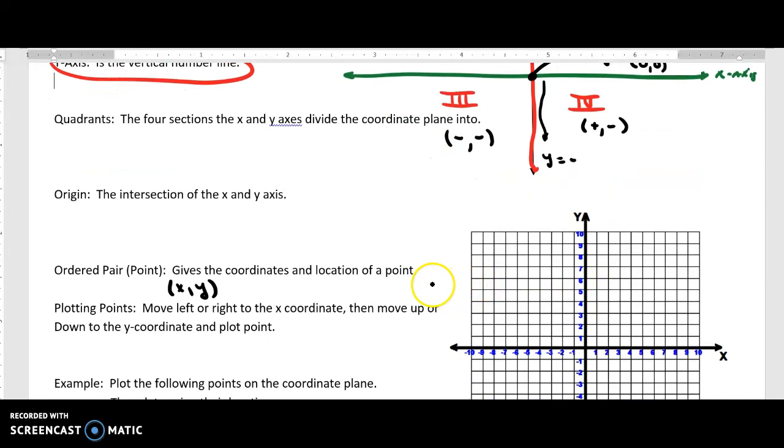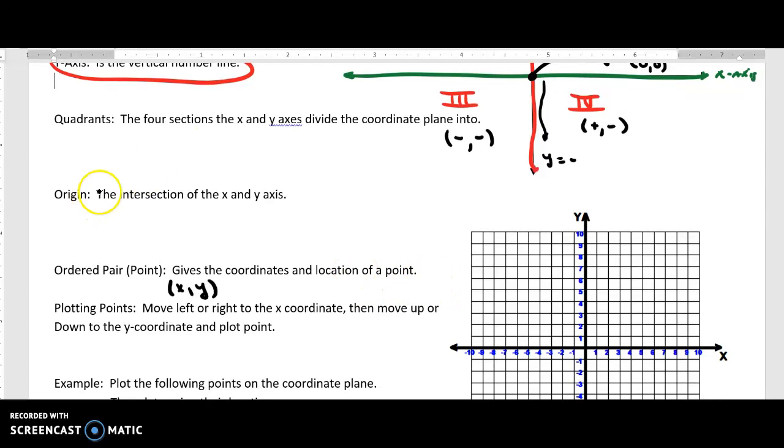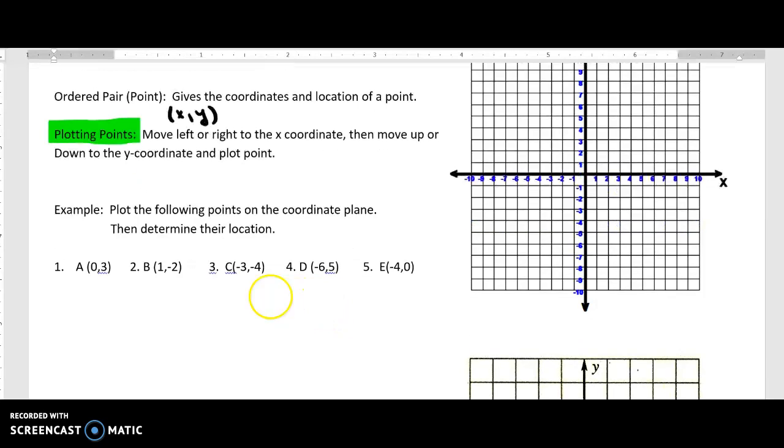So now, what do we do with this? Well, what we do is we plot points, okay? Plotting points means you're going to move left or right to your x coordinate, then move up or down to the y coordinate and plot a point, and you're going to name it. What we do is we name it with a capital letter.